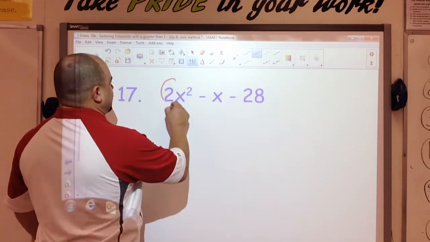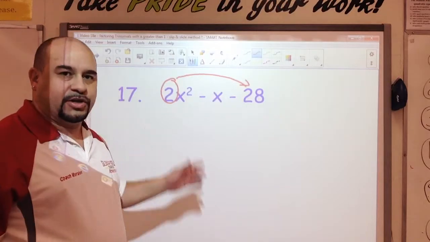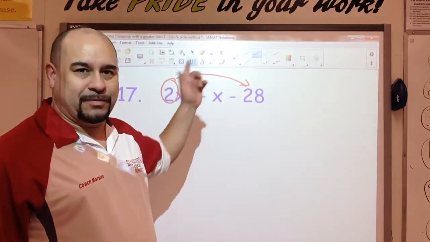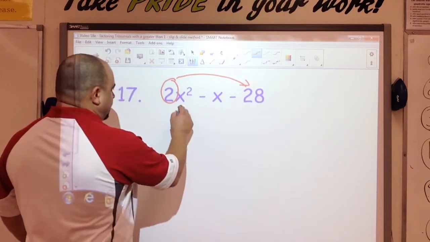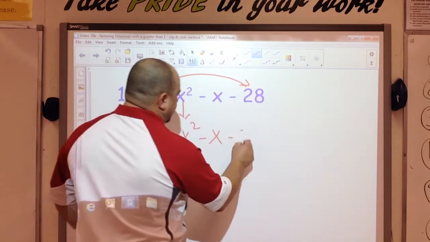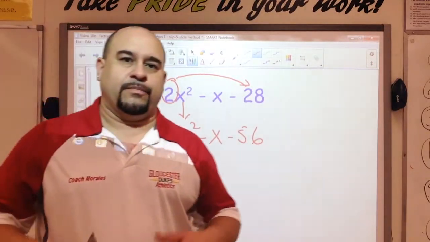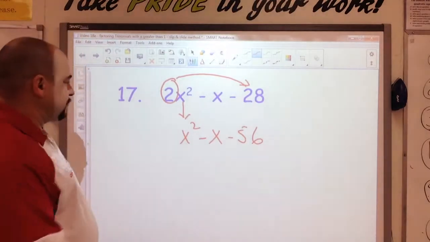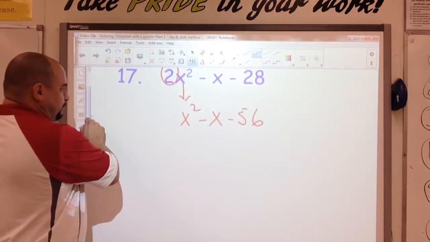First, you're going to take the number 2 here and you're going to multiply. So you're going to multiply the two outside numbers. So 2 times 28 is 56. So I'm going to bring down x squared minus x minus 56. So multiply the two outside numbers. Now let's look at x squared minus x minus 56.